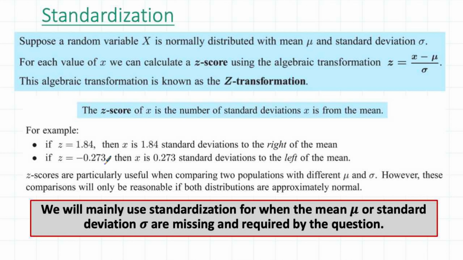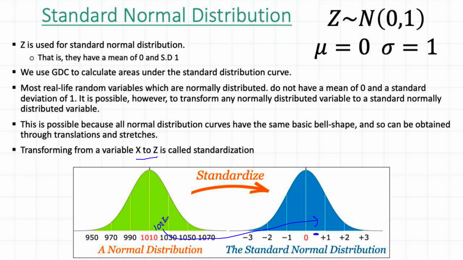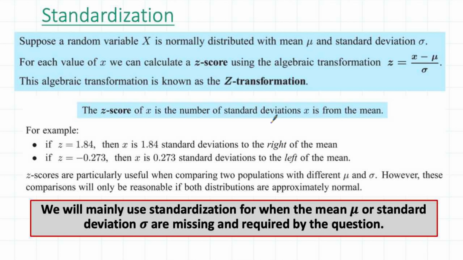The Z value you get will tell you how far you are from the mean. So for example, if I did this 1023 and it gave me a Z value of 0.7, it means I'm 0.7 to the right of the mean. If I take 990 and I standardize it, it will give me -1, which tells me that I'm 1 away from the mean, so it means I'm to the left of the mean.